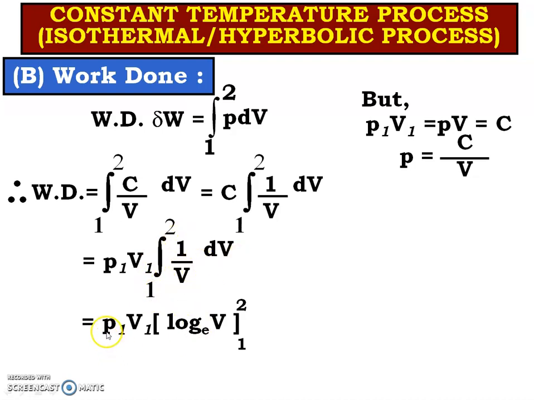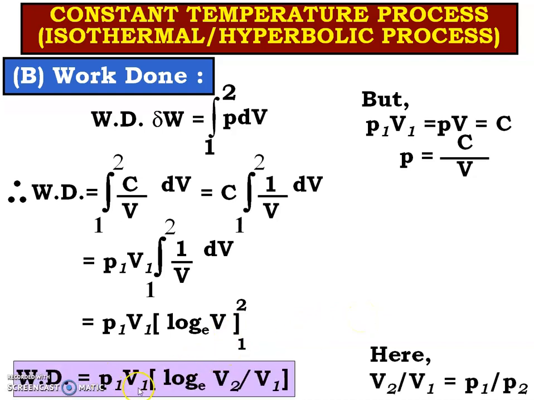So let us take only P1 V1. So P1 V1 ln, or log to the base e, of V, bracket complete, 1 to 2. So what will we get? Log V2 minus log V1. So it will be P1 V1 log to the base e of V2 by V1. That is the equation of work done. So there are a number of equations possible. The first possibility is, instead of P1 V1, we can put P2 V2.